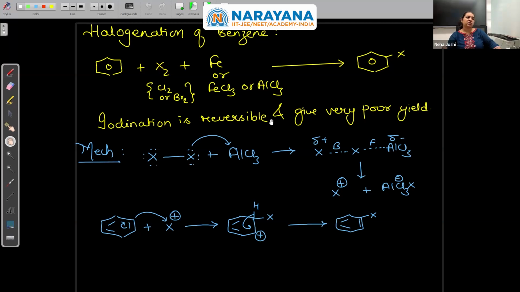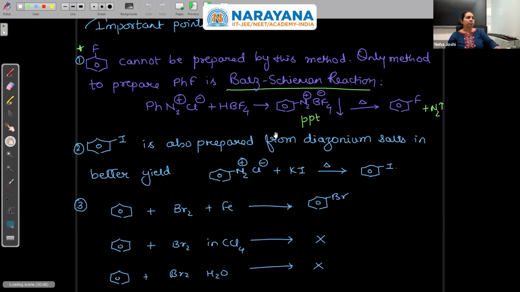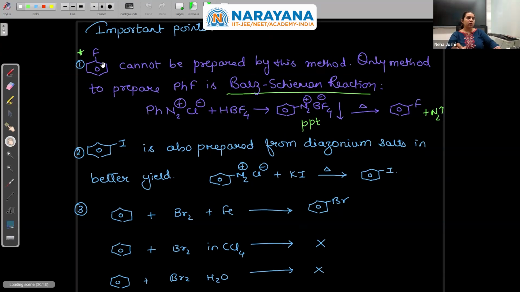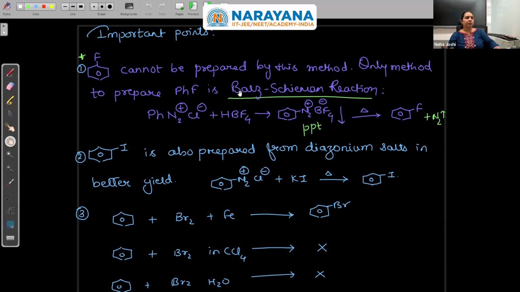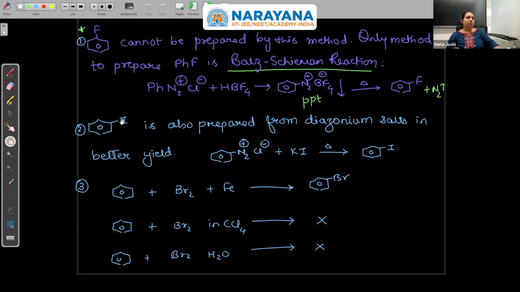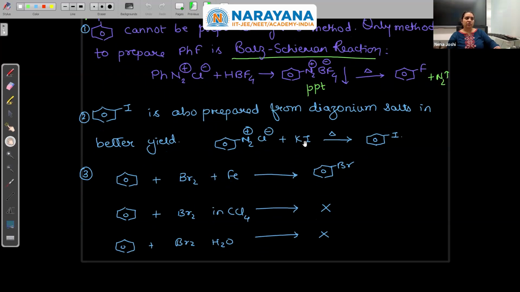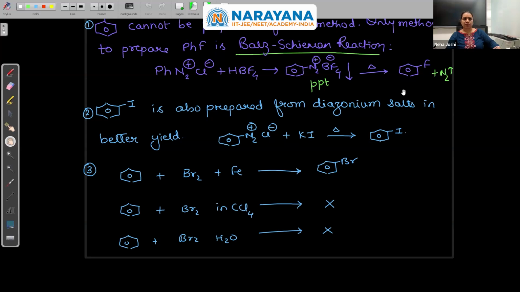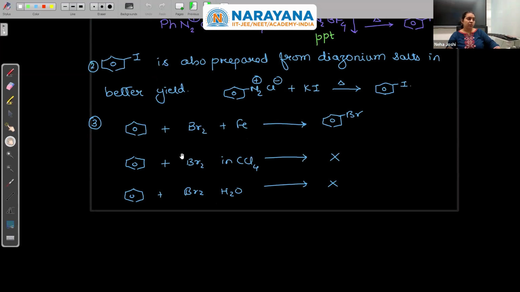With iodine, the reaction is highly reversible and gives very poor yield. So if you want to prepare fluorobenzene, it cannot be prepared by this method. The only method to prepare fluorobenzene is the Balz-Schiemann reaction, in which PhN2+Cl- is heated with HBF4. We get a precipitate, diazonium tetrafluoroborate, and on heating it forms fluorobenzene and nitrogen is released. For iodination also, we depend on diazonium, direct reaction with KI, but there is no name reaction like Balz-Schiemann. Again, a very important note.